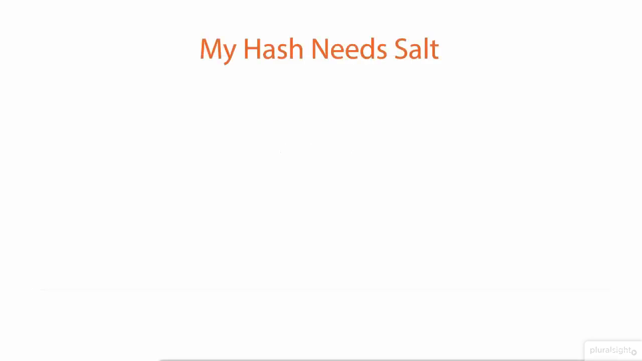Salting. Yeah, my hash needs a little salt. So the issue that we have here is that if I have two users with the exact same password, what is their hash going to look like? It's going to be identical.